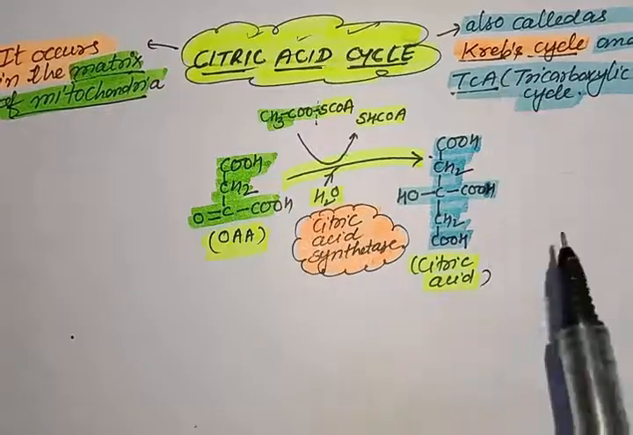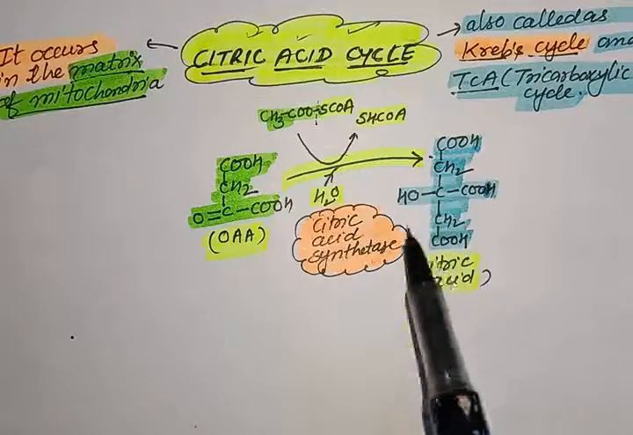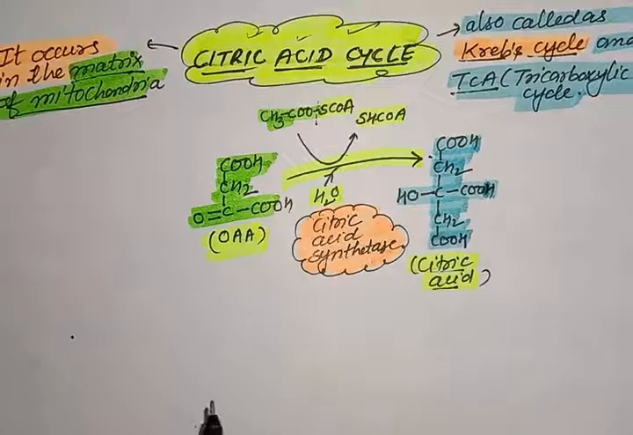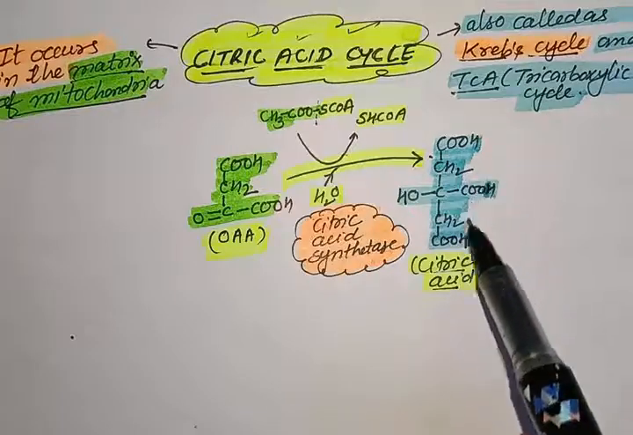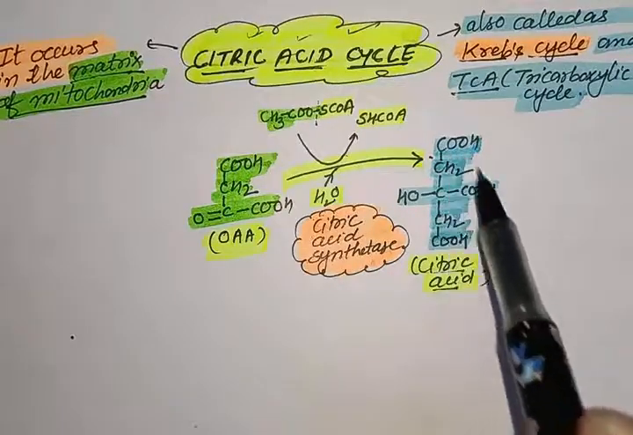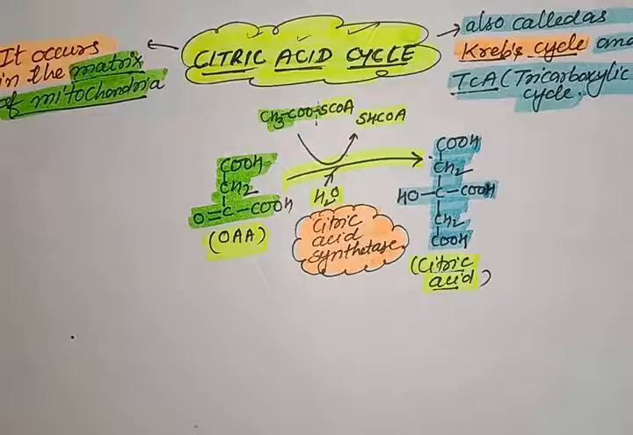It is called as citric acid cycle because the first stable product of this cycle is citric acid. This is also called as tricarboxylic acid because it is having 3 COOH group. That's why it is called as tricarboxylic acid cycle.